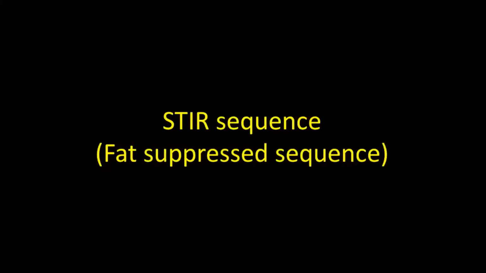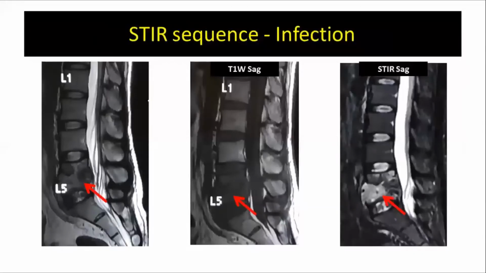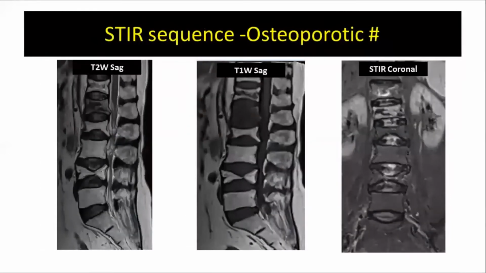We also go for a STIR sequence, which is a fat-suppressed sequence, and since it is fat suppressed, it will highlight fluid in the body. So it is a good sequence to visualize pus or an abscess formation in case of an infection. And sometimes it is also useful to differentiate between new and old fractures.